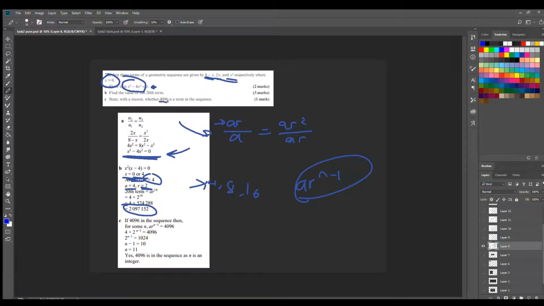For question C, you have to state whether this is in the sequence. So you put in the numbers, equals 4 times 2 to the n minus 1, and then you rearrange the equation to give you n as the subject, and you can find that it's 11.